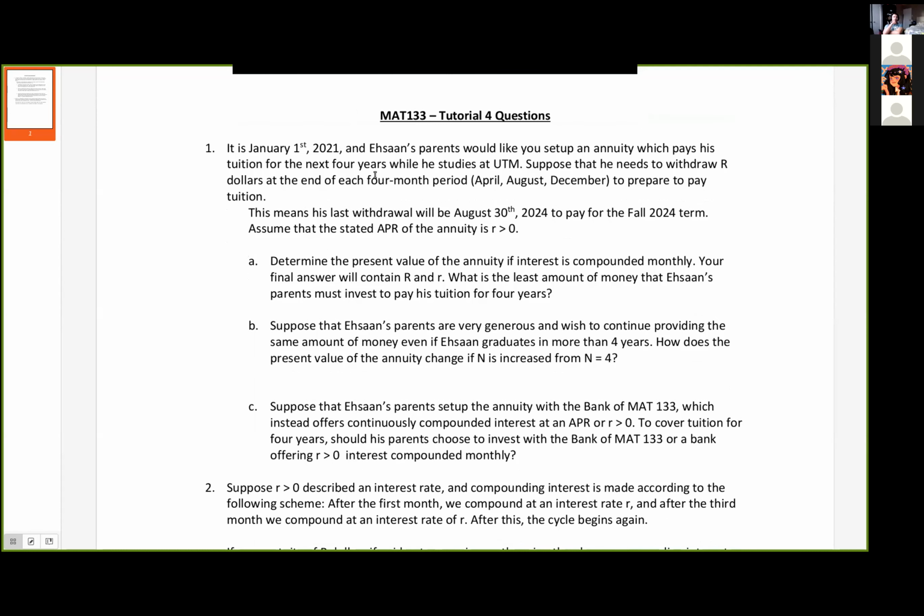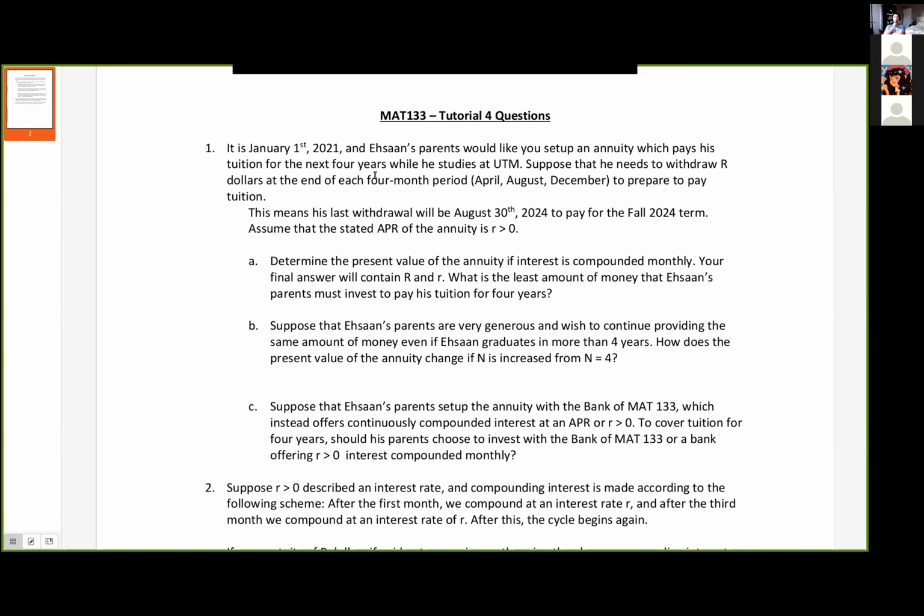Okay, so it's January 1st, 2021. Asan's parents would like to set up an annuity which pays his tuition for the next 4 years. So for those of you, if you don't have this, I would take a picture of it because I'm going to take it off my screen in a second. Suppose he needs to withdraw $R at the end of each 4-month period to prepare to pay his tuition. This means his last withdrawal will be August 30th, 2024 to pay for his fall 2024 term. Assume the stated APR of the annuity is R greater than 0.